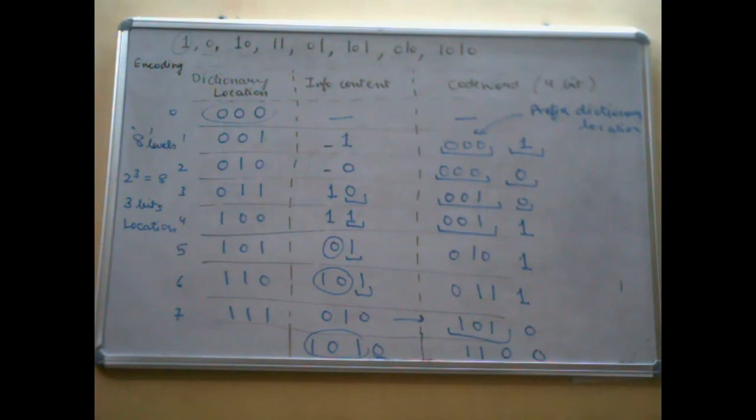And then for the three-bit code, we will see what is written in front of the information content before the last word. For 001, we will see the information content is 1, and before that nothing is written. So it will be 0, and we will write in the code word 000, which is the dictionary location of the 0.